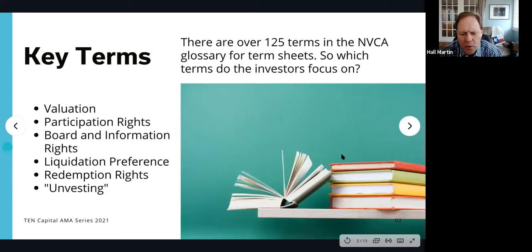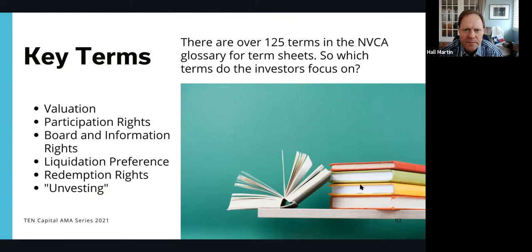The third one is board and information rights. And this is where investors get a voice in the company and what information they expect to receive. Information rights typically refers to the cap table, who's on the ownership list. The income statement and the balance sheet are the core numbers that they're looking for. And they usually get that either monthly or quarterly as a regular course of events.